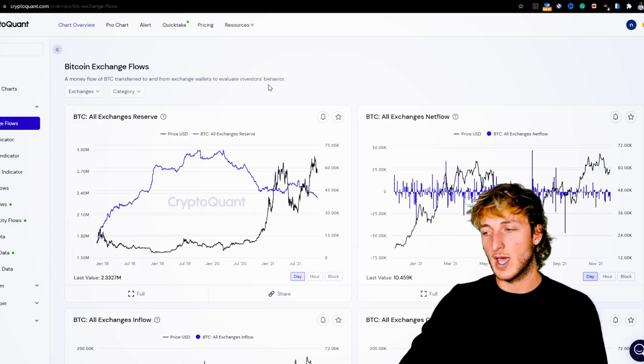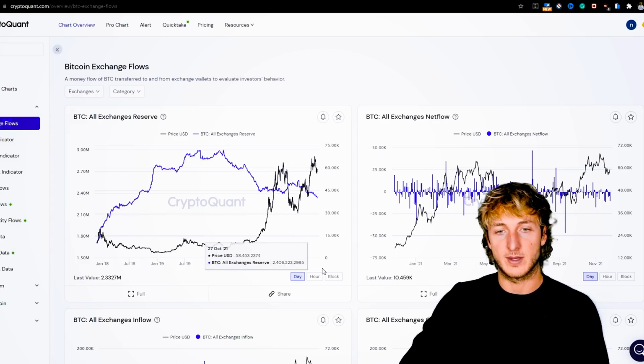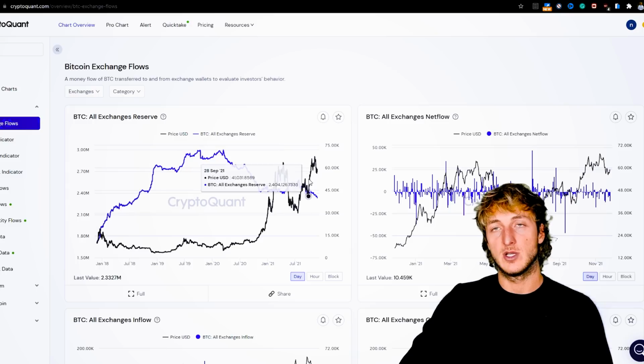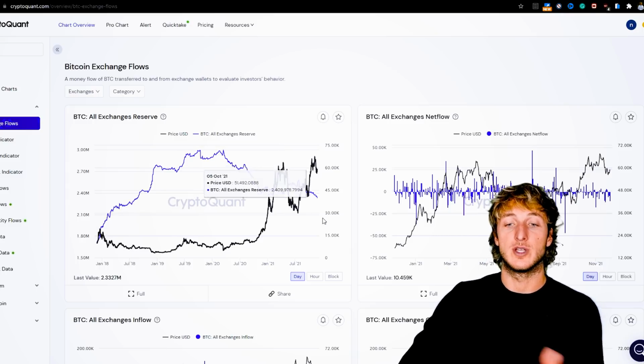Now, if we go and see what we have from an on-chain perspective by looking here at the data from CryptoQuant, what we can see here, if we look at all exchanges reserves, so basically what is happening to the Bitcoin which is being deposited on the exchanges.